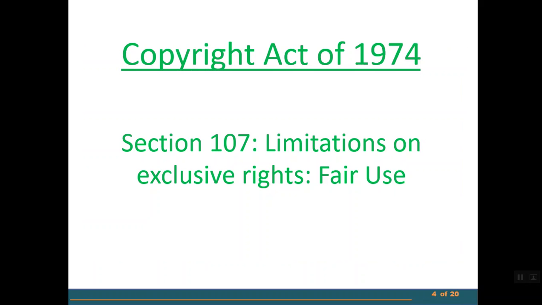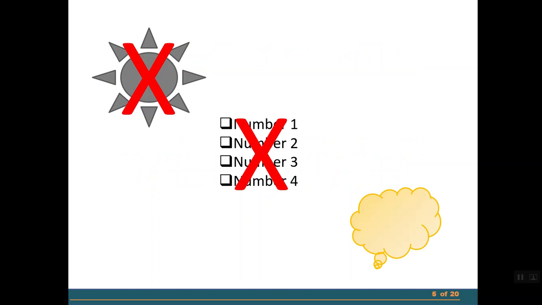Within the Copyright Act, Section 107 discusses fair use. Copyright Clarity defines fair use as allowing people to use copyrighted materials without payment or permission under some circumstances. Now the question is, what circumstances are considered fair use?